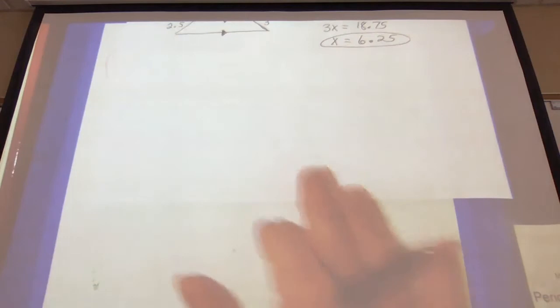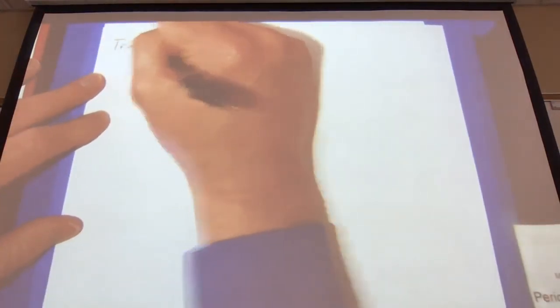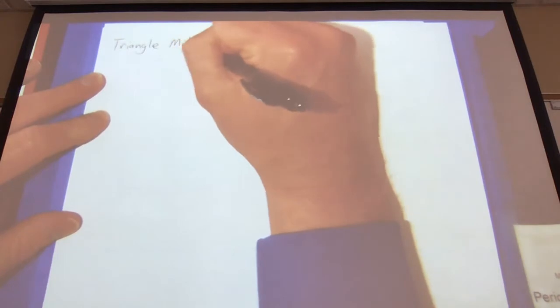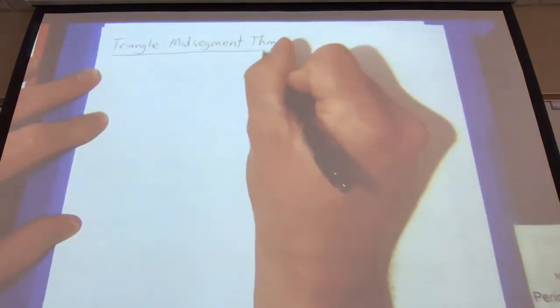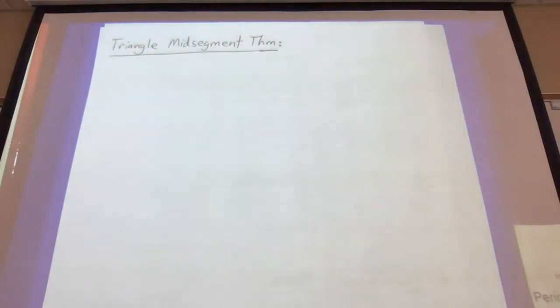Okay. The second theorem you got was called the triangle mid-segment theorem. I think I'll start a new paper for this. This is the one you did yesterday on GeoGebra. It's going to be very, very similar to what we just did. And again, I'm going to draw this with a picture.